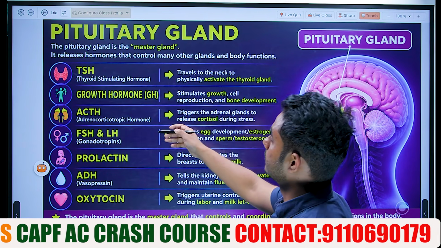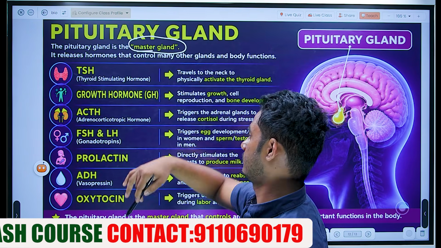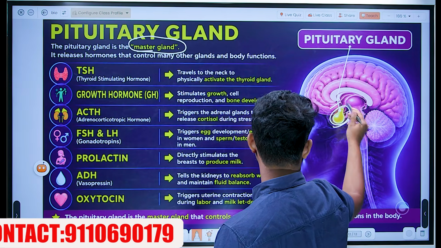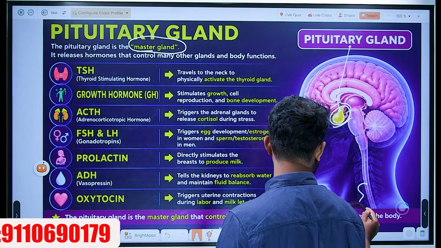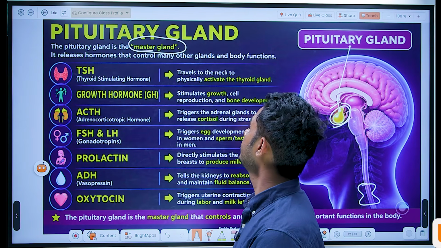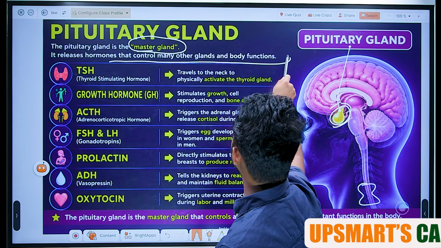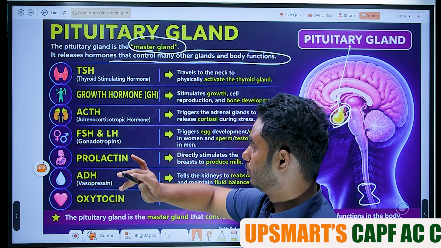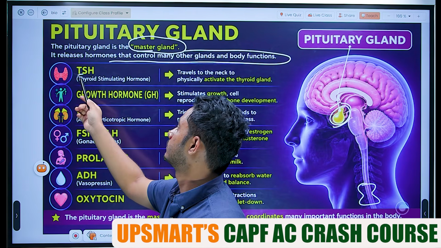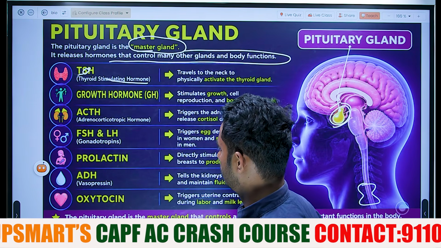Next is the pituitary gland. I told you the pituitary gland is the master gland because it controls various other glands. See, this is the pituitary gland, and here you will get the thyroid gland, which is butterfly in shape. We'll see that. The pituitary gland releases hormones that control many other glands and body functions. Now, I told you T is related to thyroid stimulating hormone. S means stimulating hormone.